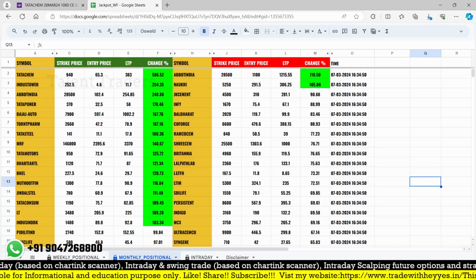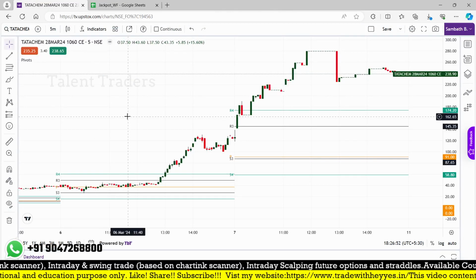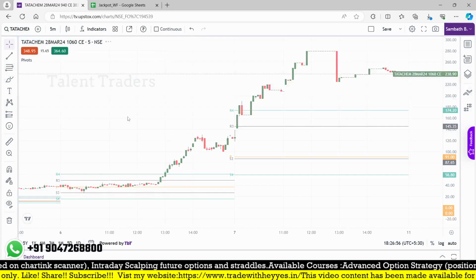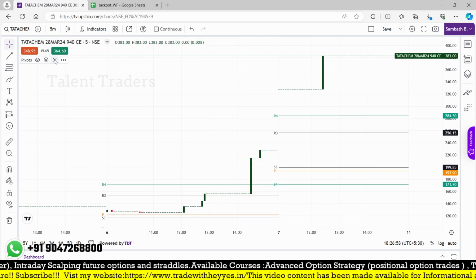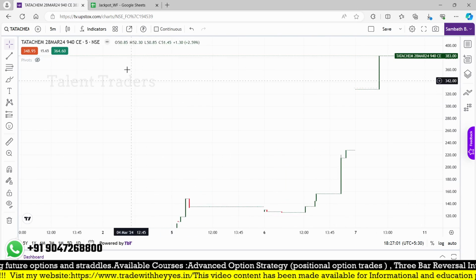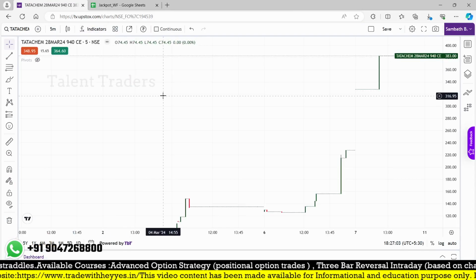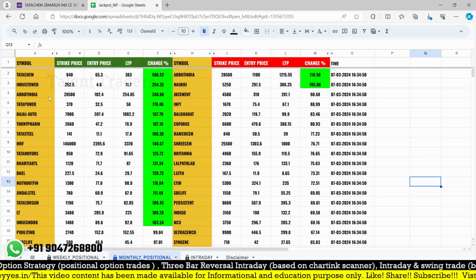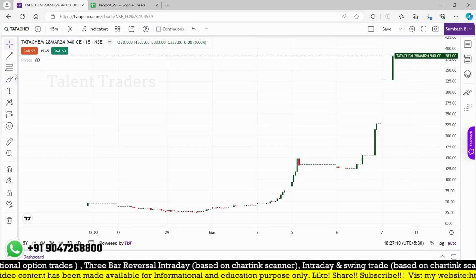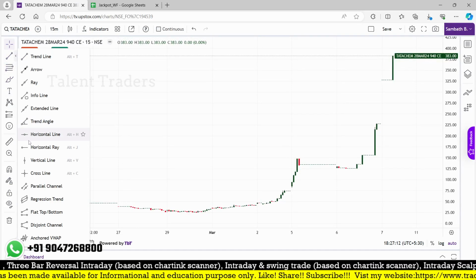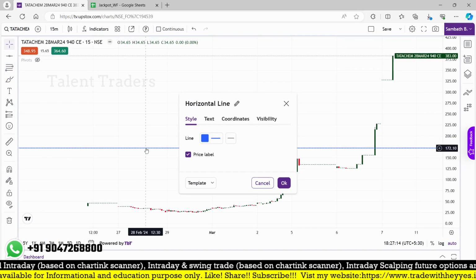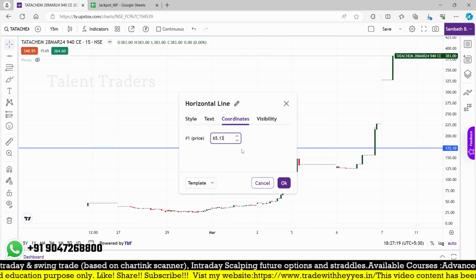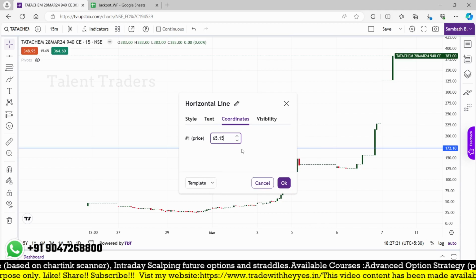Okay, so the first one is Tata Chemical. 940 is the strike price, where it generated our entry point. So 940 is our strike price. Let me open the 15 minutes time frame. Our entry point is exactly around 65.13. So let me mark 65.13, or 15, whatever. Okay, 65.15.